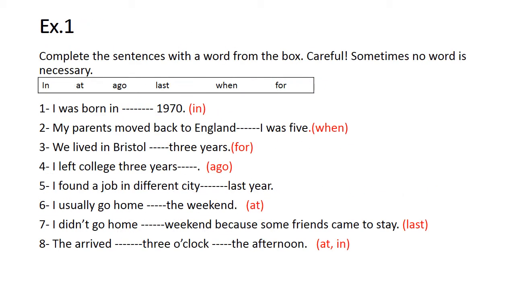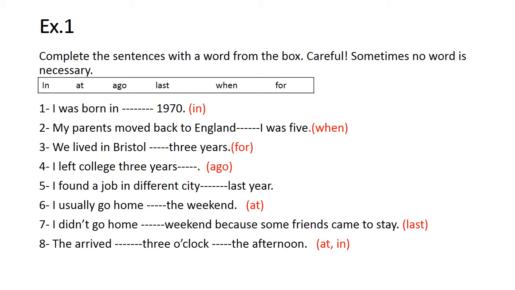We have an example. Here, complete the sentences with a word from the box. Careful, sometimes no word is necessary. We have some words in a box and we choose one of these words and put it in a blank in the sentence. Number 1: I was born in 1970. We choose "in". I was born in 1970.